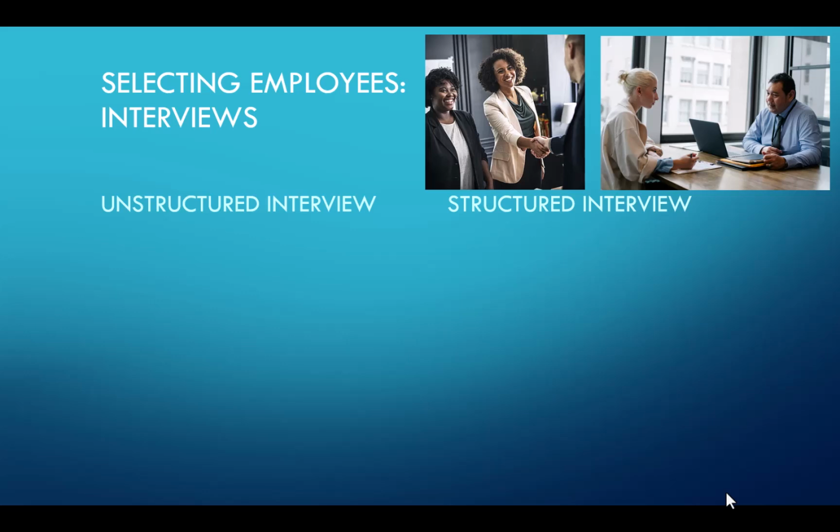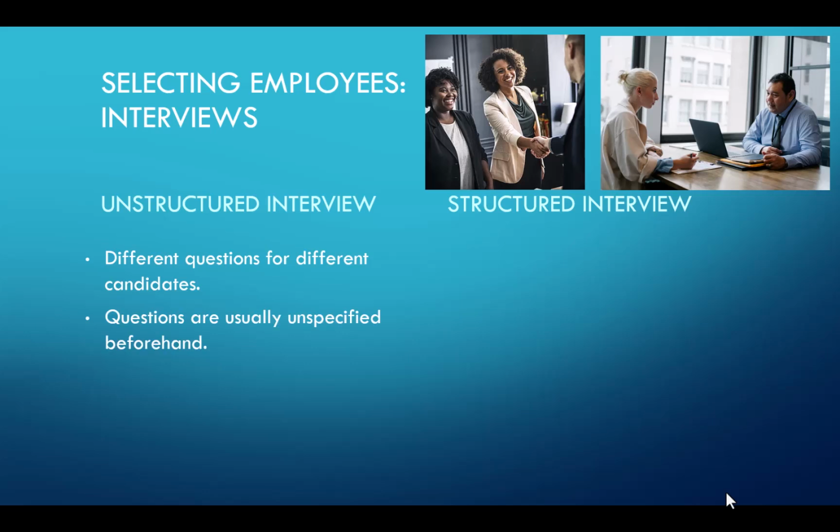So there are different types of interviews. The unstructured interview is where there are different questions for different candidates. It's probably a little bit more of a casual type of interview. Questions are usually unspecified beforehand. So sometimes when you go into an interview, you might actually know what some of the questions are going to be. If you don't, you might want to look up some examples so you can practice running through what your responses might be.